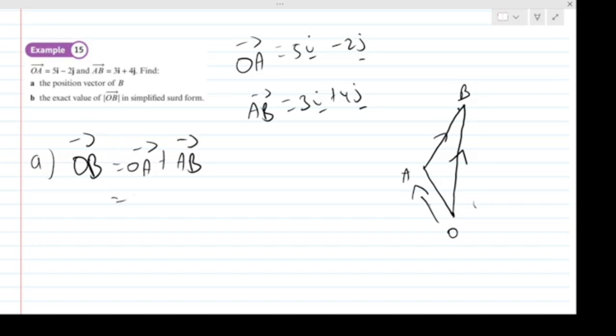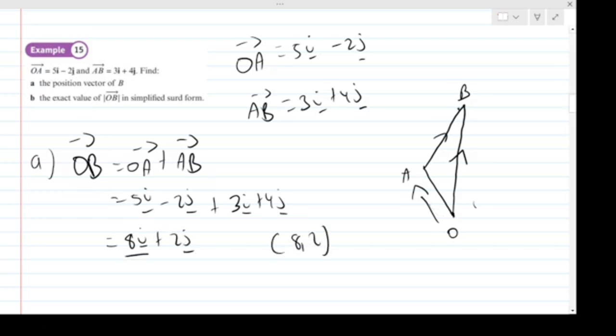So OA is 5i minus 2j, add AB, which is 3i add 4j. Then if I add the i's and j's, 5i add 3i is 8i, and minus 2j add 4j is plus 2j. So that's the vector B, or the coordinate of B, which is (8, 2). The x part is 8 and the y part is 2. But they've asked us to give the vector.